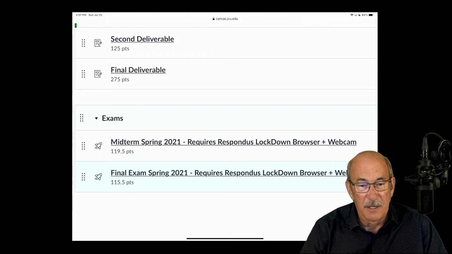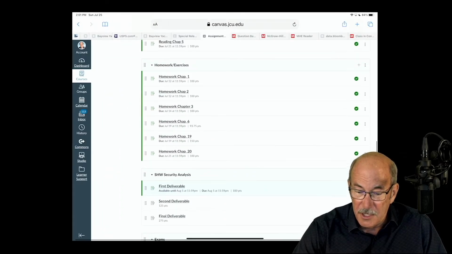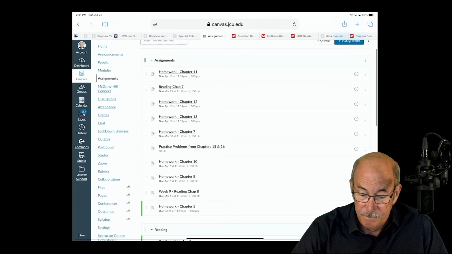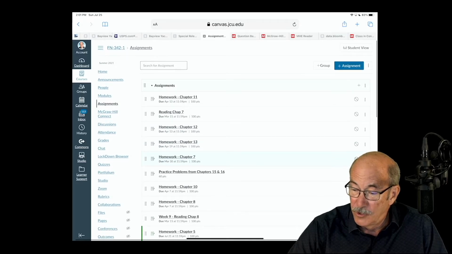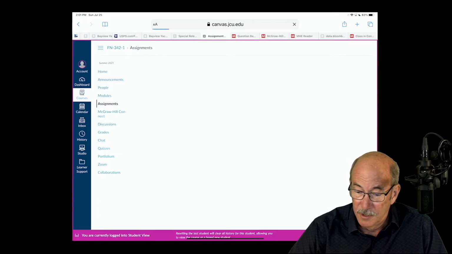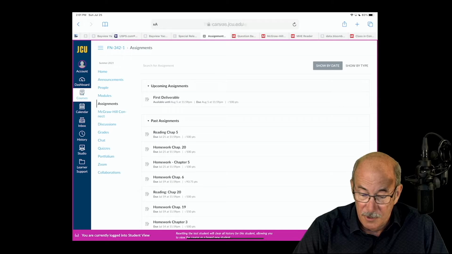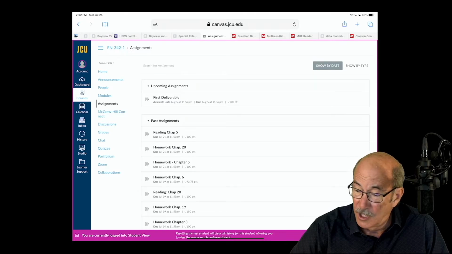But have you ever used the lockdown browser before, April? Yeah, I thought I had to download something different. I have a different computer, so if you download everything too. Well, you know what I think you can do. Let me go to student view and make sure that you can do it this way. No, it doesn't look like you can.